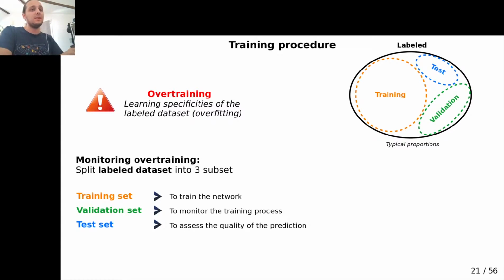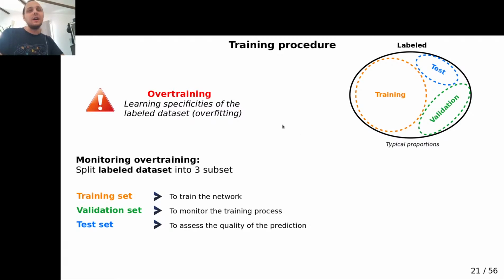dataset into 3 subsets: a training set that will be actually used to train the network, a validation set that is not used to train the network, but that is used during the training phase to monitor the training process, and a test set that is used to assess the quality of the prediction afterward.